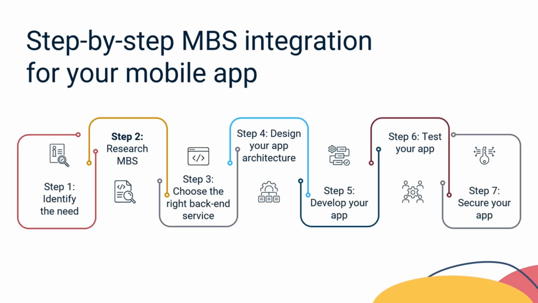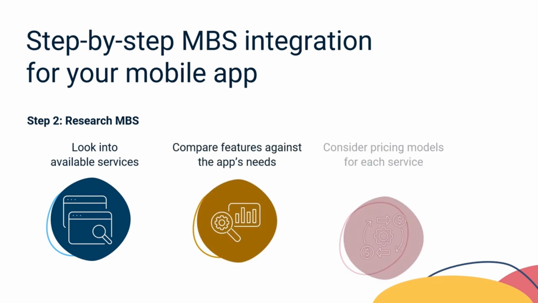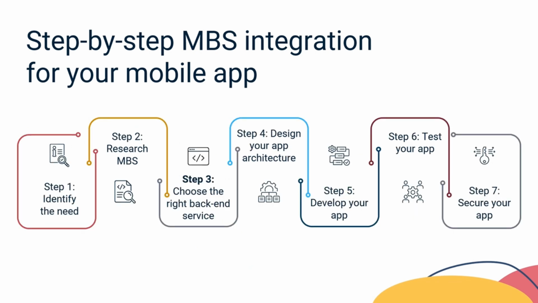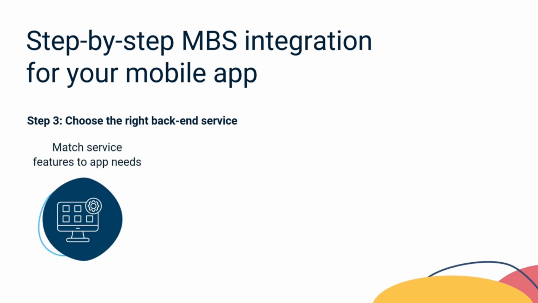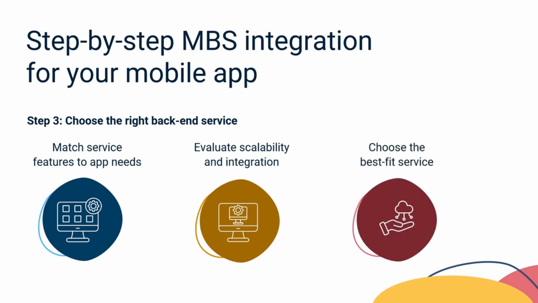The second step is to research mobile backend services. Explore the options available, compare their features, and evaluate their pricing models to find the best fit for your app. The third step is to choose the right backend service. Align the service with your app's requirements, considering scalability, ease of integration, and support. Select the service that best meets your needs.